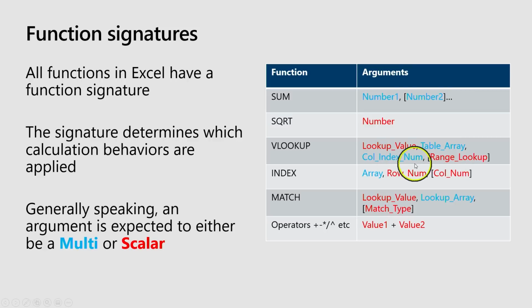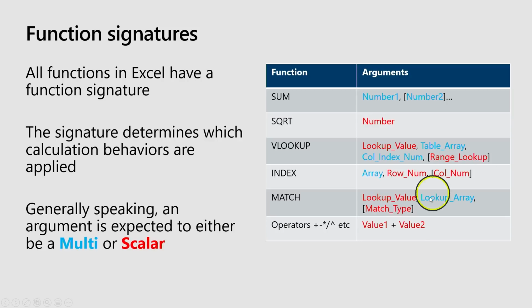But you'd have to array into that to have seen it. Not many people have used this. I haven't really seen it used in the wild, but you could, in theory, do it. And then there is the final argument, which is the range lookup argument, which is a true-false. So you say, do an approximate match or not. And that's expected to be a scalar. So these are the sort of expectations under the hood. You can see the INDEX function expects a multi, so that's the block it's looking up, and then it takes two scalars. So I want this row, I want this column, okay?